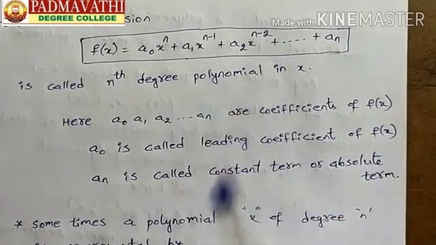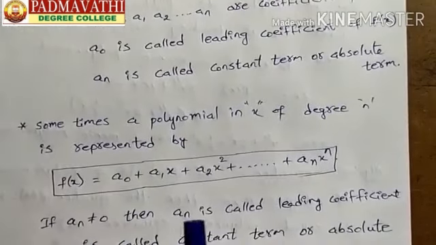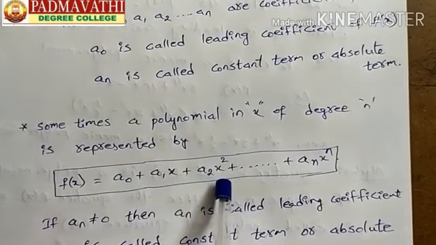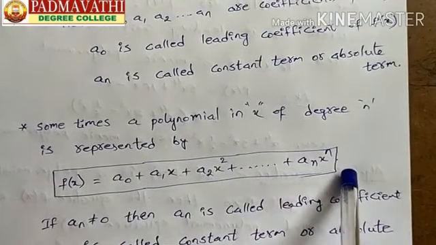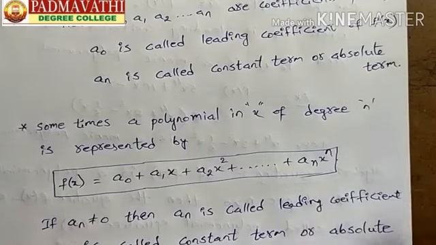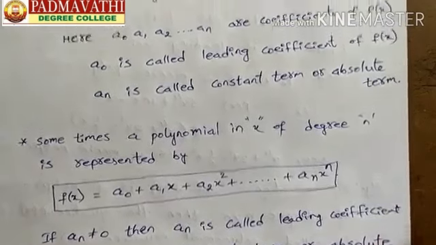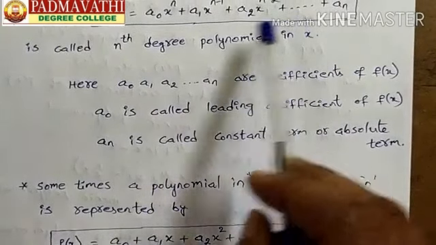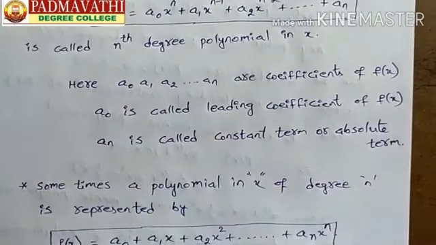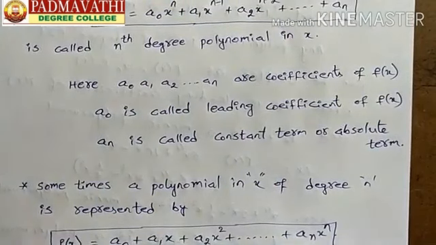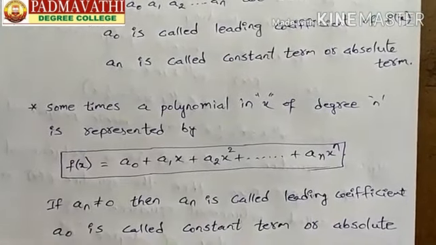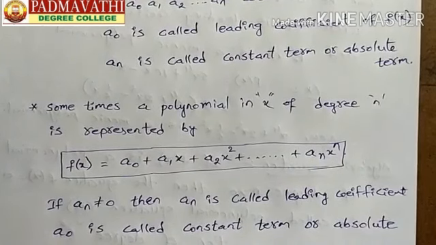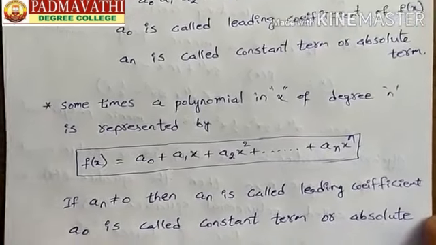Sometimes we write the general form by changing the coefficients like this: f of x equal to a naught plus a1 x plus a2 x square and so on, plus an x power n. What is the difference in these two cases? We are just changing the coefficients, that's it. Here the leading coefficient we take as a naught, here we take an. So that is the change. We can represent it in any way, no problem. Only in the case of coefficients, we can take them in any order.